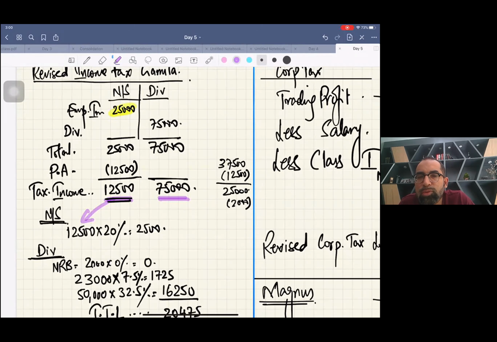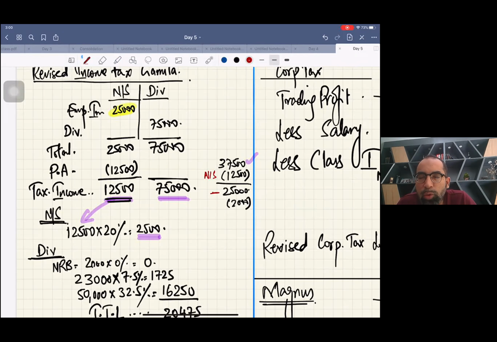12,500 times 20%, right? This is your income tax of 2,500 on non-saving. Now, the original capacity of your first band is 37,500, and you have already used 12,500 for non-saving. So this 25,000 is your remaining capacity for dividend income.